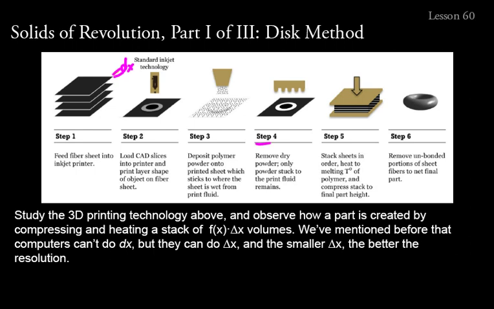And you can see that little area I'm highlighting now, for a particular layer, a particular dx amount. And then they go to the next layer, and the next layer, and the next layer, and they layer it all up. They stack all those sheets, compress them, heat them, and then use a high pressure hose basically to remove the excess material that didn't have the liquid and the powder applied to it and stuck to it, and you get a solid part.